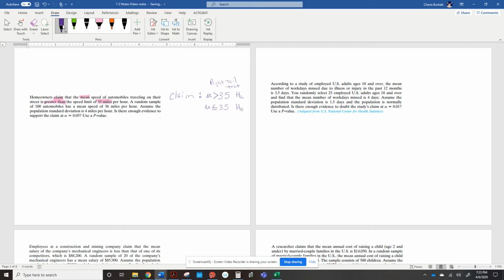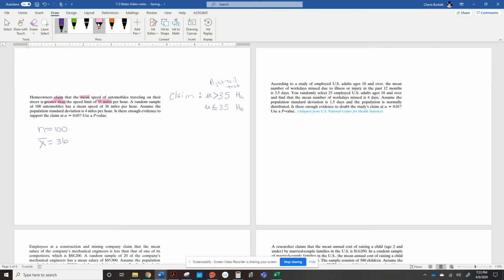Okay, now we're going to continue the problem. A random sample, there's the word random, of 100 automobiles. So my sample size is 100. I don't have to worry about it being normal because it's greater than 30, so it's going to be normal. The sample has a mean, the mean of the sample, of 36.